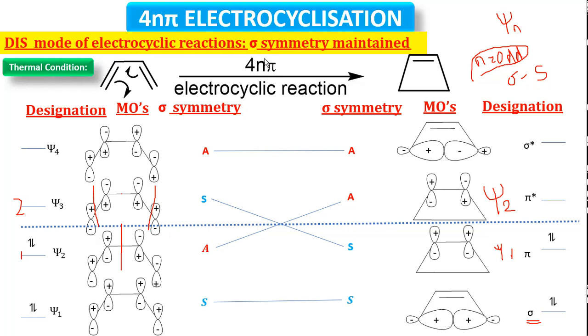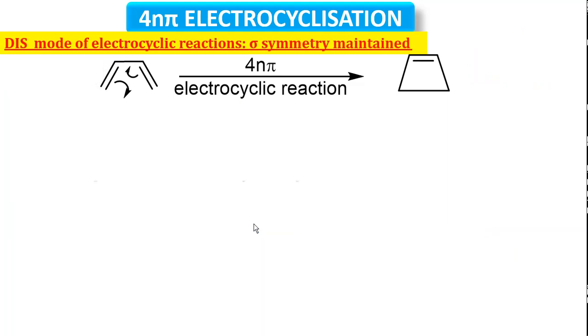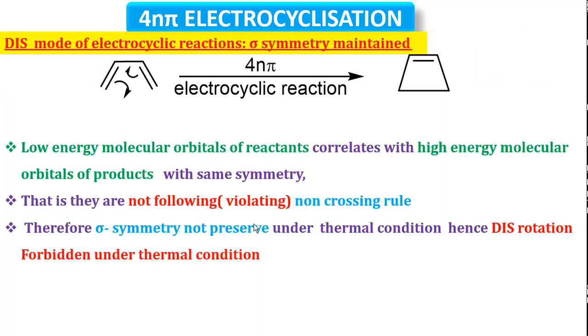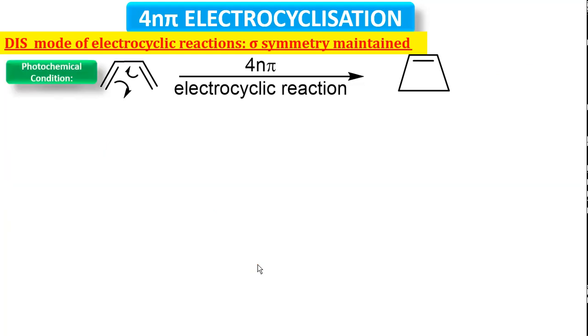So because sigma symmetry is not preserved under thermal condition, this mode of rotation is forbidden under thermal condition. This is the final conclusion for 4n pi electrocyclization. Let's see photochemical condition.